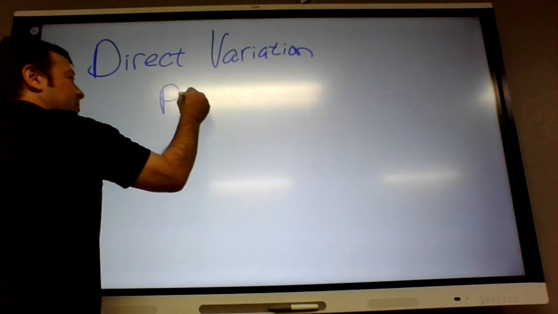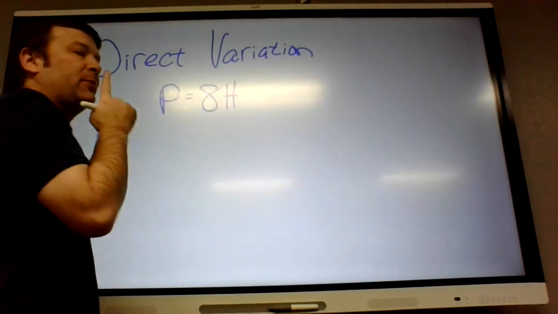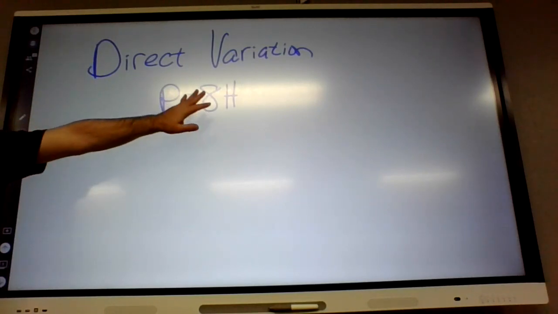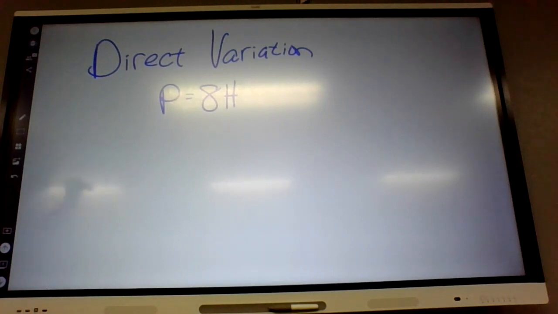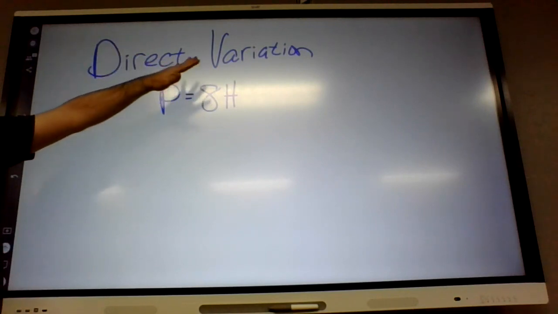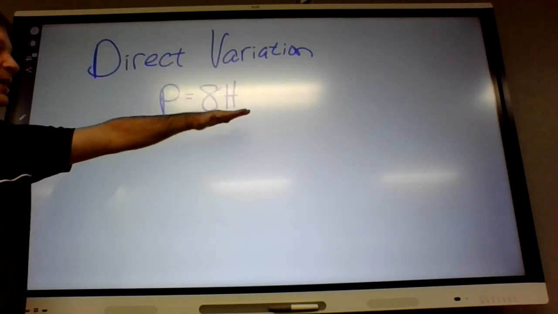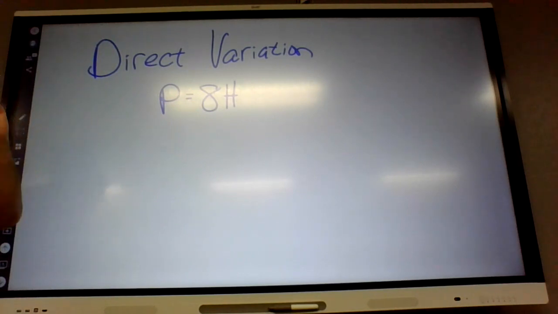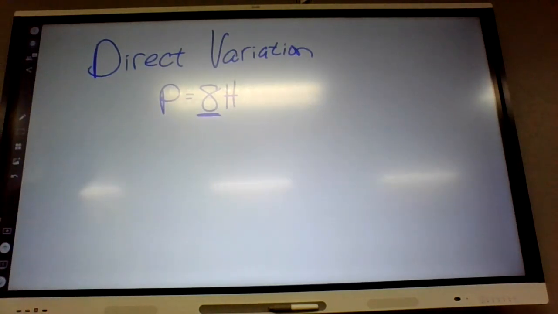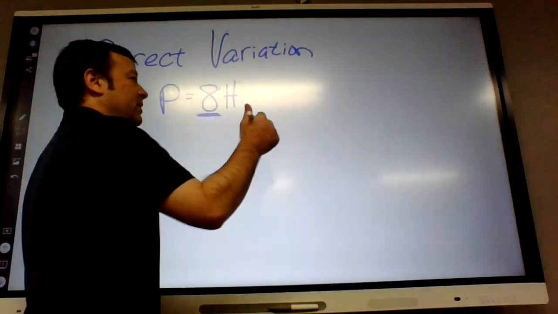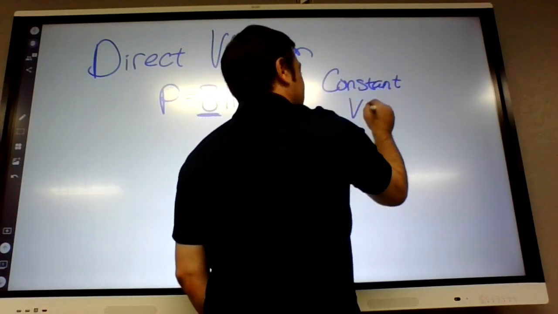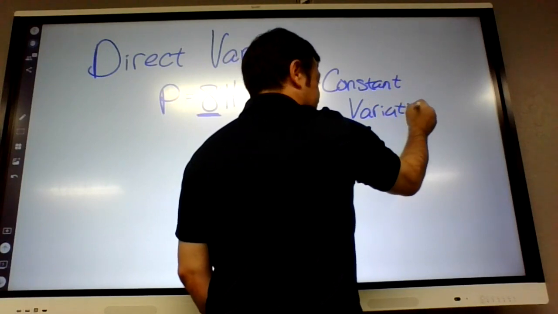So your pay equals $8 per hour. Your payment is equal to $8 an hour. This is what a direct variation relationship looks like. As your hours go up, your pay goes up, or if your hours go down, your pay will go down. This number right here, the 8, is called the constant of variation. It just tells you the number that links those two variables together.